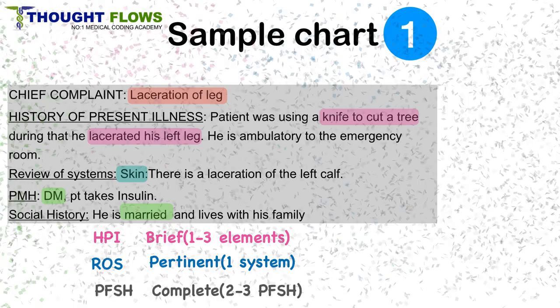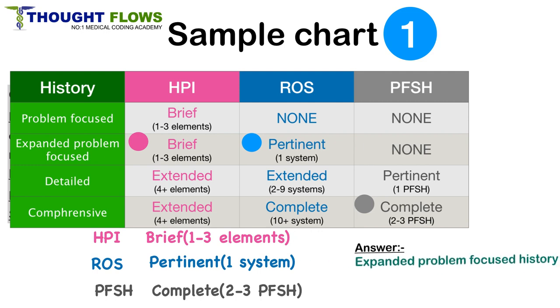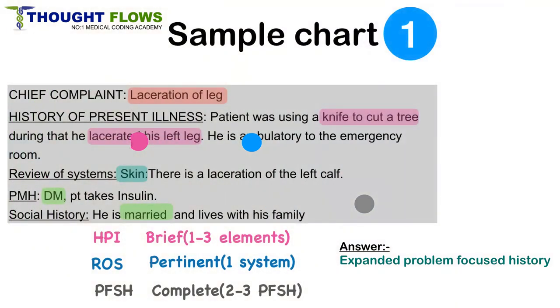So based upon the history table, we are taking the level of history. As HPI is brief, ROS is pertinent, and PFSH is complete. As per this table, all 3 of 3 have to match. So we can take the level of history as expanded problem focused history. So like this, you check the documentation to take the level of history.